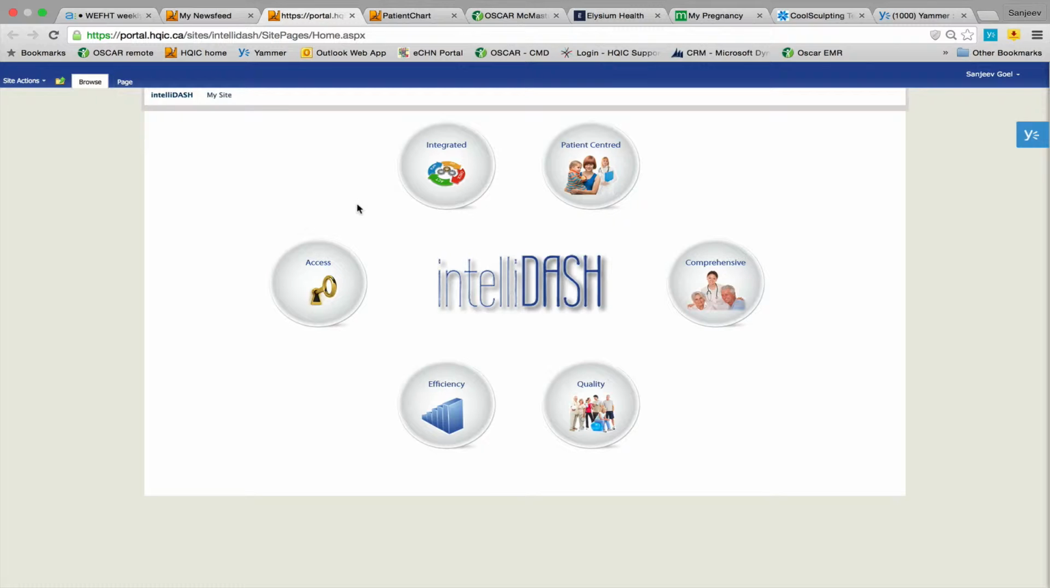Thank you so much for the opportunity to tell you a little bit about intelliDASH. intelliDASH is a real-time reporting dashboard that reports on clinical and operational metrics in your family health team. You can see this divided into six major categories.